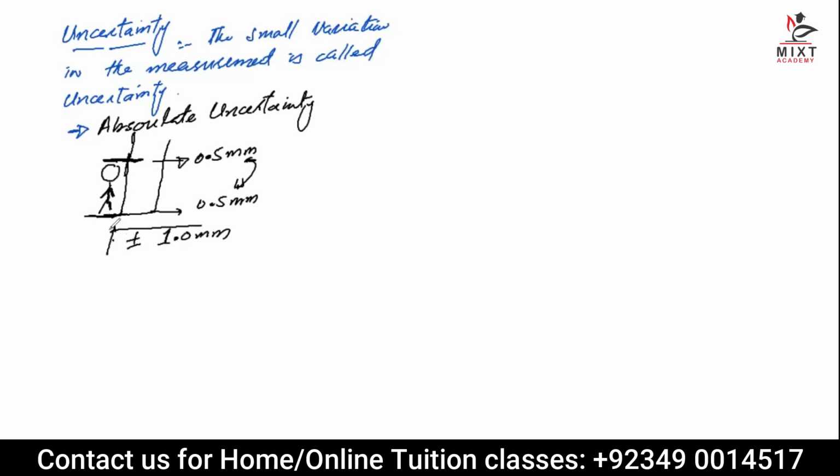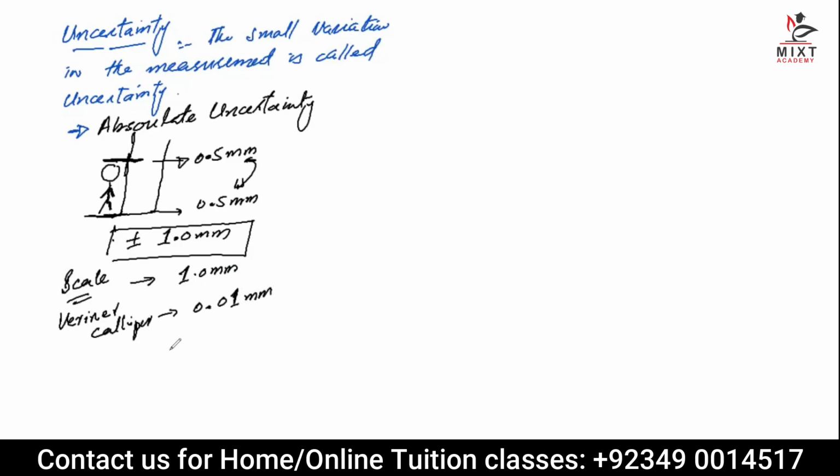And this is called absolute uncertainty. For example, you know the ruler in the case of a scale, your uncertainty is 1.0 millimeter. In the case of a vernier caliper, do you know vernier caliper? Yeah, of course, the one that is used to measure the thickness. Exactly. So our uncertainty can be 0.01 millimeter. Okay, let's take an example.